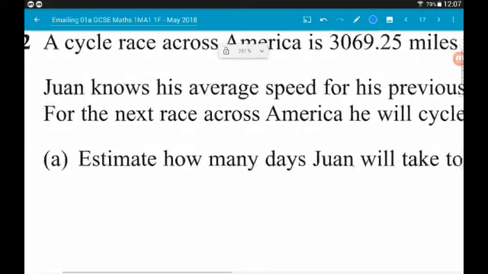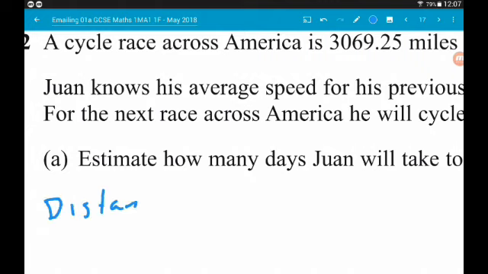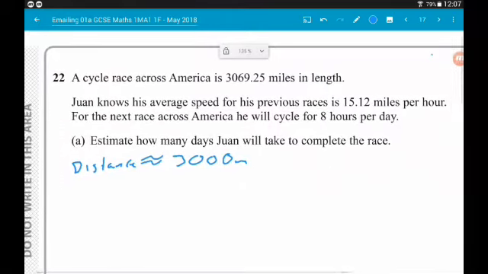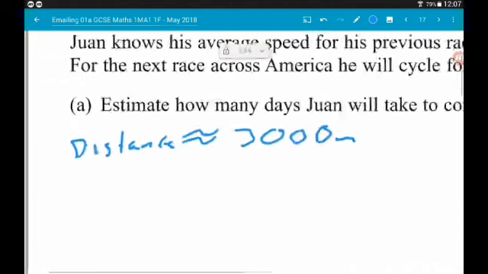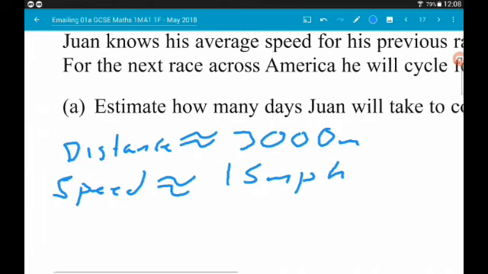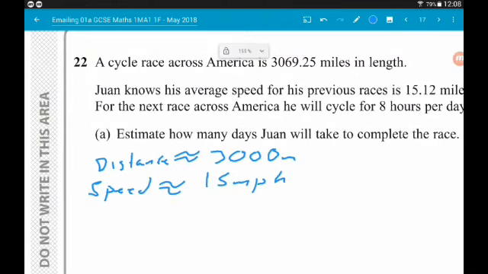So the total distance, 3,069.25 miles. We're gonna round that to 3,000 miles. His speed, 15.12 miles per hour. We're going to round to 15 miles per hour. Okay, so now that we've rounded, the numbers are looking nicer.